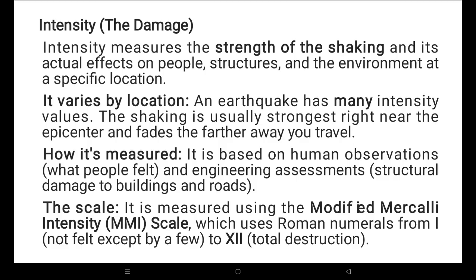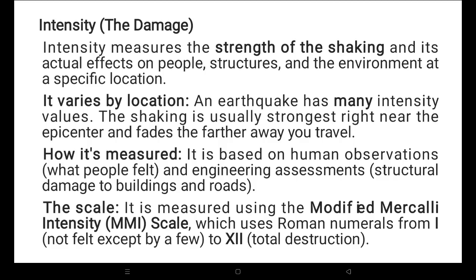Intensity measures the strength of the shaking, and it is the actual effects on people and structures, such as destruction of buildings, that is measured by the intensity. So it varies by location. Suppose you are standing near the earthquake focus, the intensity will be higher. If you are standing near the epicenter, the intensity will be higher. And if you are far away from the epicenter, the intensity will be much lower.